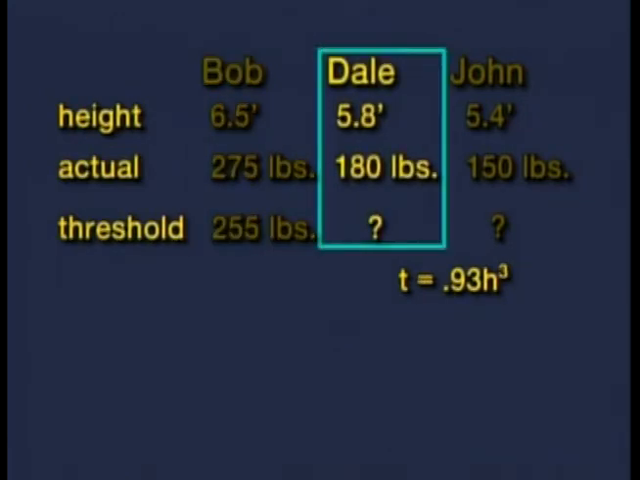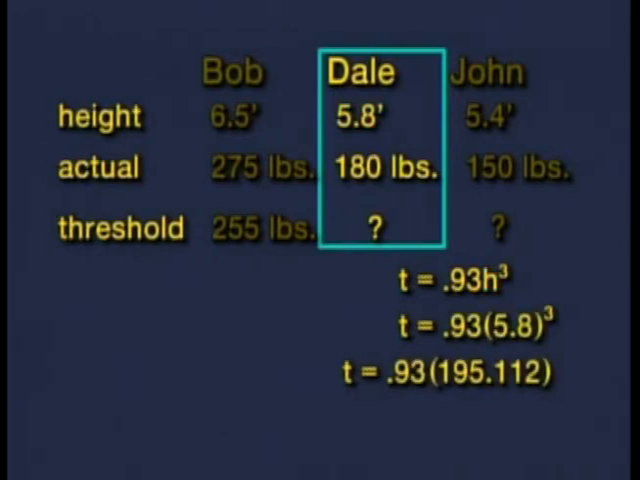Let's see if Dale needs to lose any weight. His height is 5.8 feet. In the formula, substitute 5.8 for h. Then cube 5.8. Multiply the terms on the right. The threshold weight for a man Dale's height is about 181 pounds. Dale weighs 180. That's an acceptable weight.